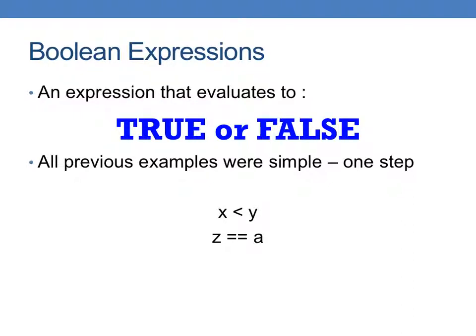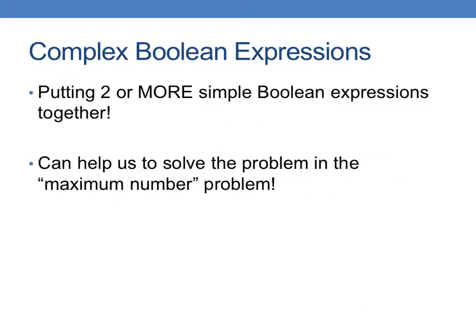So far, we've learned simple Boolean expressions. And remember, at their core, Boolean expressions are things that evaluate to be true or false. And all of our previous examples were just simple one-step ones. X is less than Y. Z is equal to A. And what we're going to do today is expand our knowledge of Boolean statements. They will no longer be simple, but they will allow us to have more power and more strictness and specificness to our Boolean statements that go inside of our conditionals.